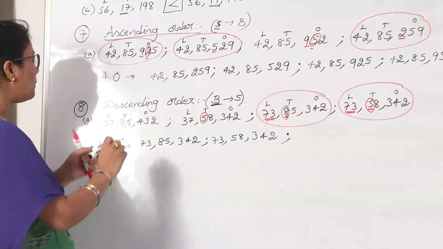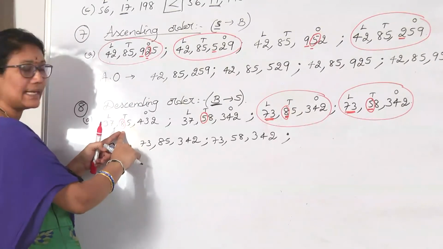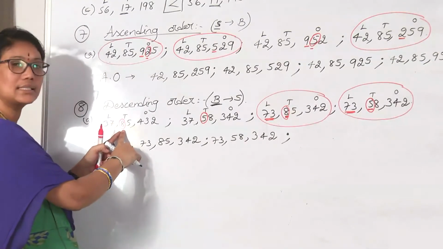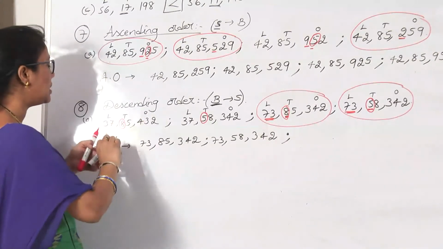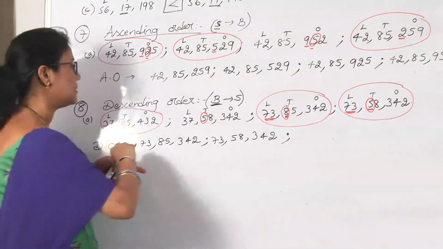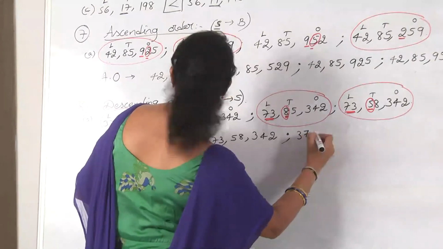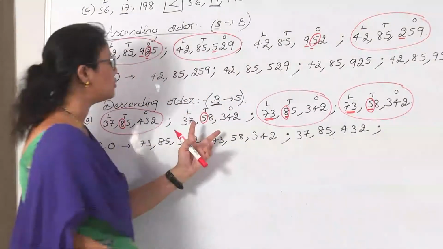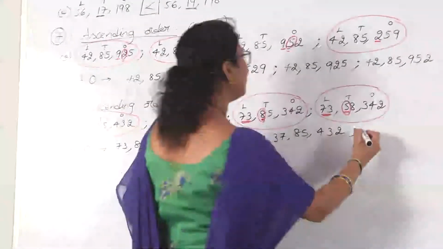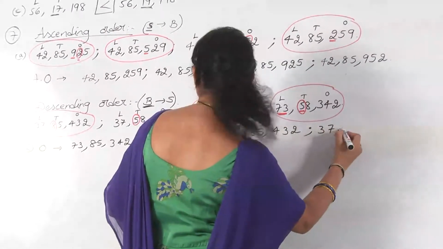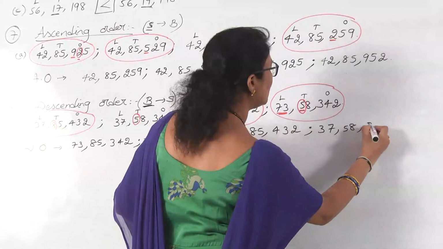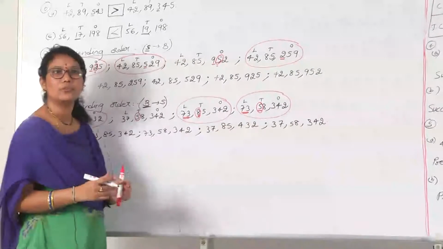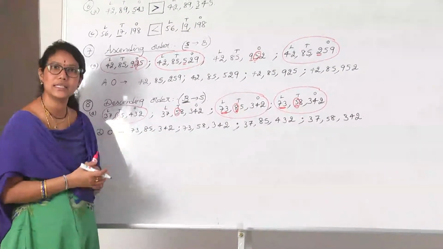Right children? Now compare which one is greater, either 8 or 5. Obviously we know that 8 is greater than 5, right? So our third number is 37,85,432. Now just check out what is the remaining number. That will be the last, that is the least number, the smallest of the given numbers, 37,58,342. Right children? So this is the way how we write descending order.